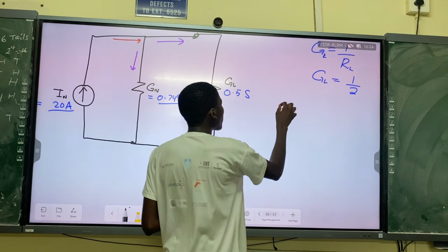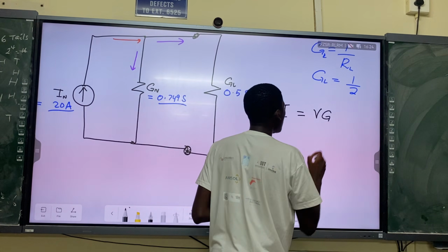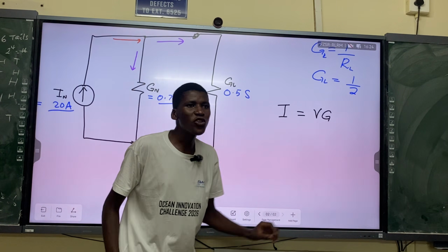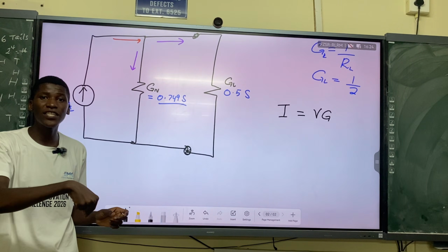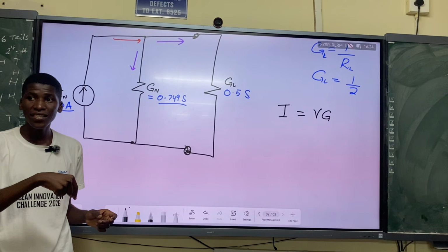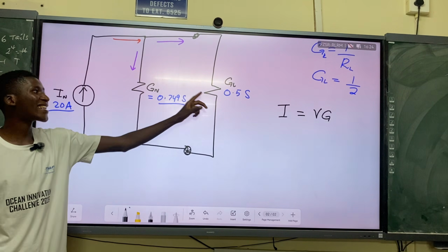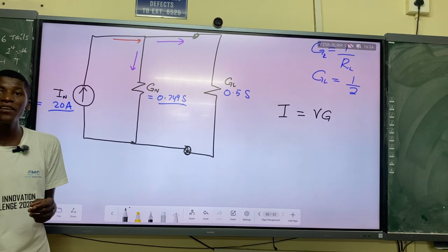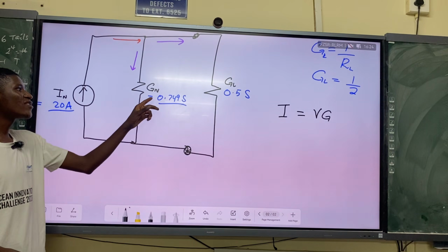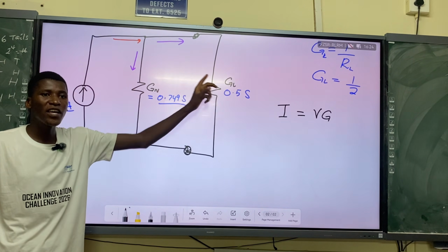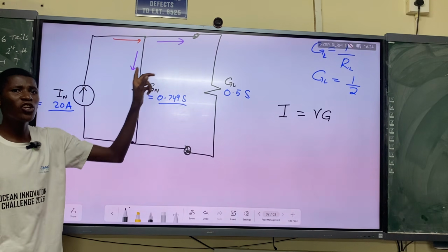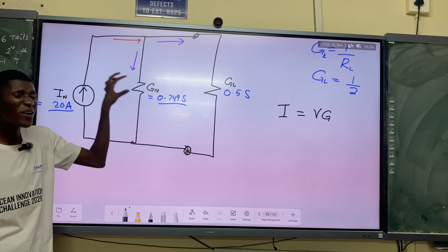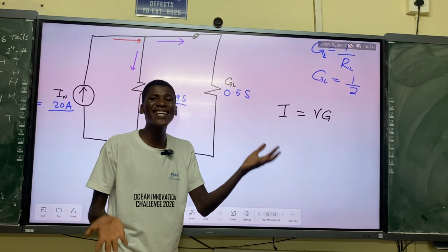We know that according to the formula, I is equal to V times G. The current is directly proportional to the what? To the conductance. The resistor that has a greater conductance will receive greater current. A resistor with a greater conductance will receive more current, and the resistor with a smaller conductance will receive less current. So here we have 0.749 and here 0.5. Which one is bigger than the other? So G_N will receive more current. It has more conductance because the current and conductance are directly proportional.